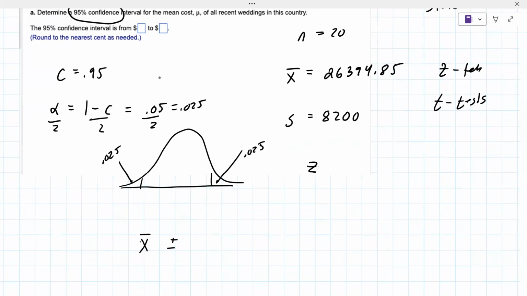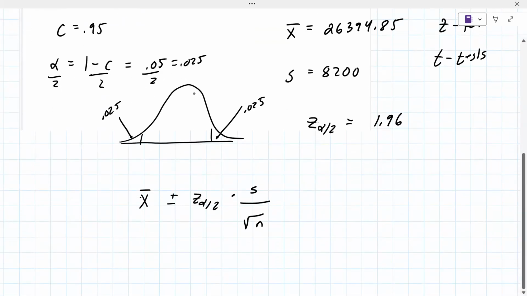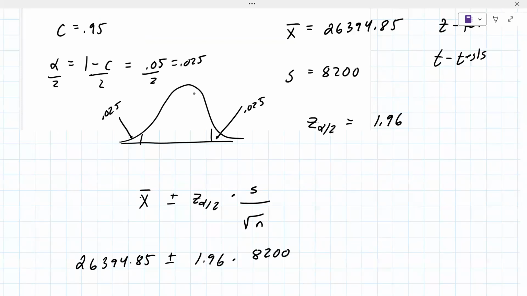So the next thing you need is what's called z alpha divided by 2, times the standard deviation divided by the square root of n. Okay. So this alpha value comes from a table, or maybe you have something in class where you have a lookup. It ends up being 1.96. So in your problem here, it's 26,394.85. That's the mean, plus or minus 1.96 times 8,200 divided by the square root of 20.